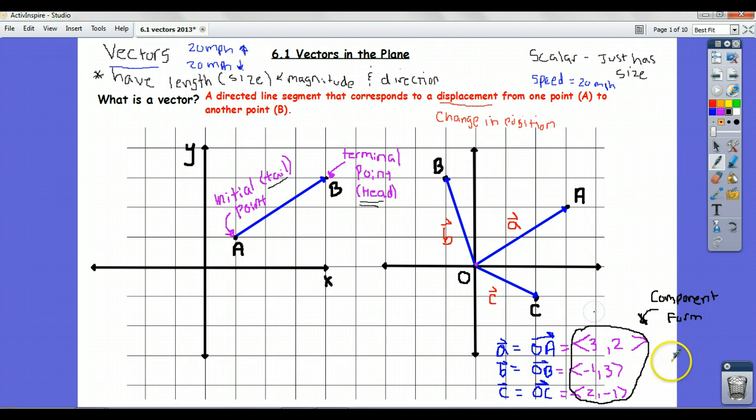The 3, the -1, and the 2 are called the x components, which makes sense. They kind of correspond to the x coordinate of the point where they end. And these are the y components.